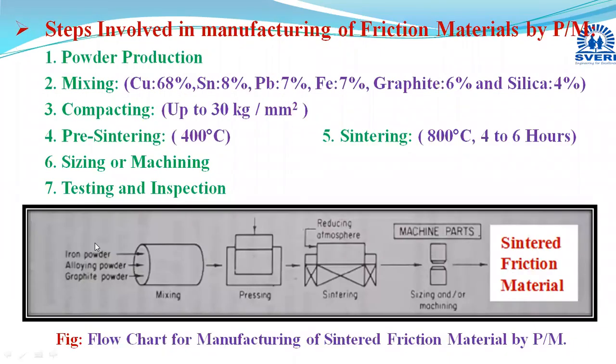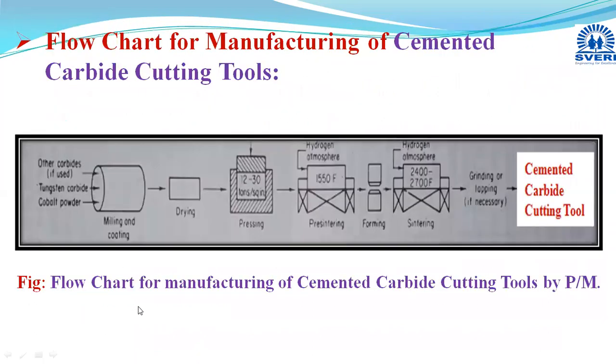And in the same way, we have discussed the manufacturing of sintered friction material, using different powder particles and different compacting and sintering temperatures. Then the manufacturing of cemented carbide, with different carbides like tungsten carbides and molybdenum carbides, and along with that, cobalt powder is used as a binder. You can use nickel or chromium powder also as a binder, or you can use cobalt nickel compounds or cobalt nickel chromium alloys as the binders.